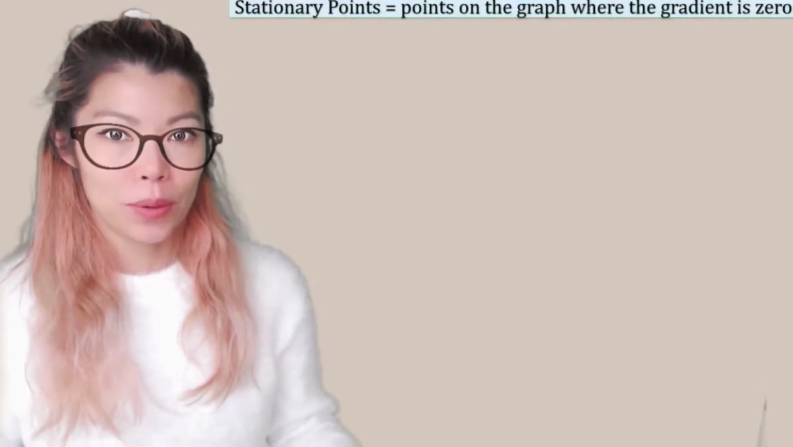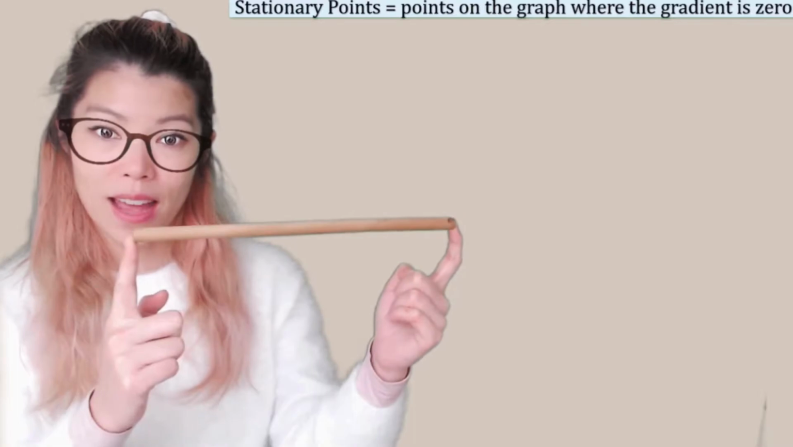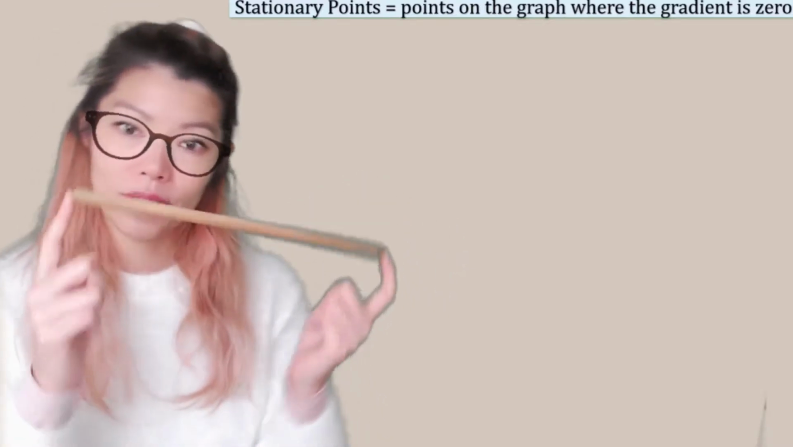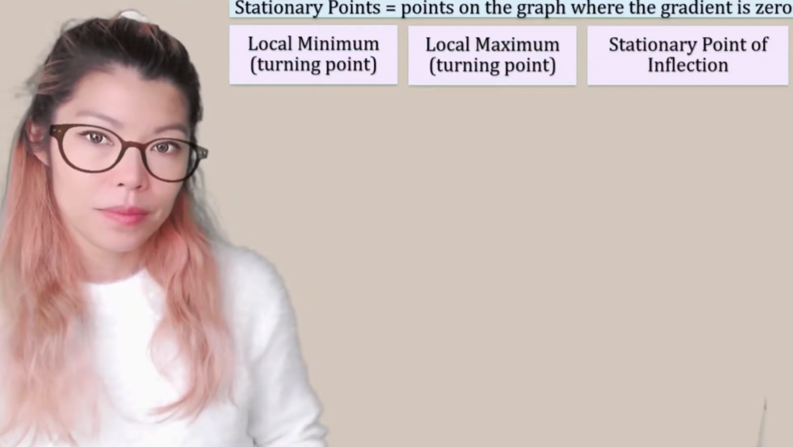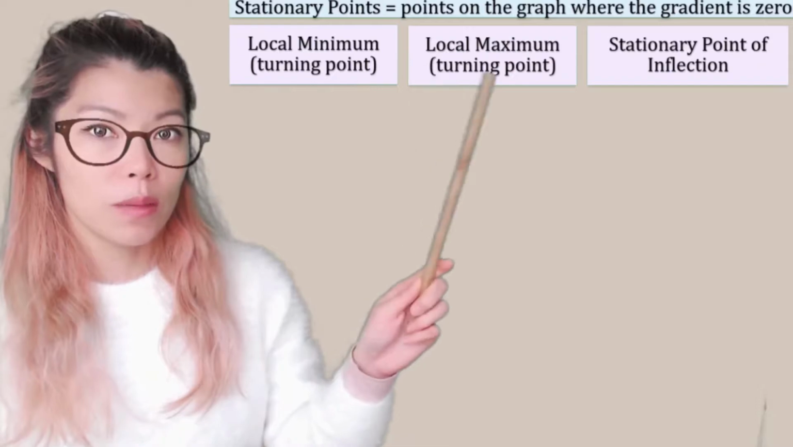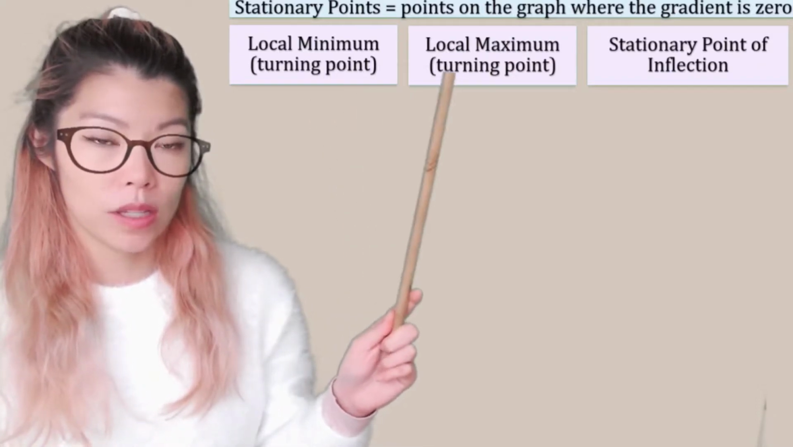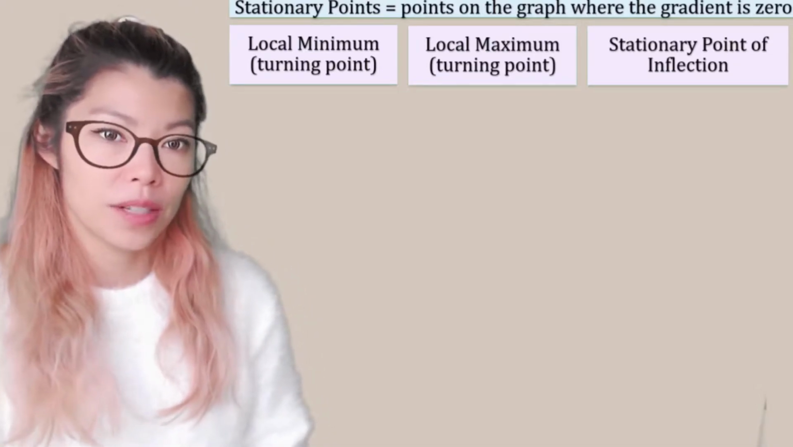A stationary point is a point on the graph where the gradient is 0. When you draw a tangent, it looks like this: not positive, not negative, 0. There are three types. There's a local minimum and a local maximum, which we've seen before and call the turning points of a parabola.